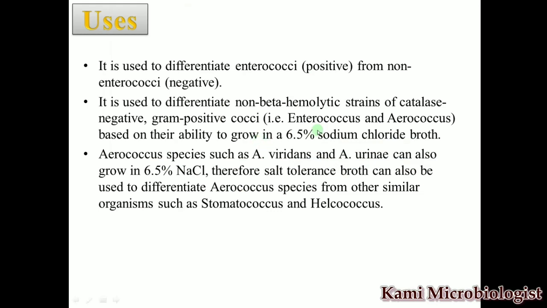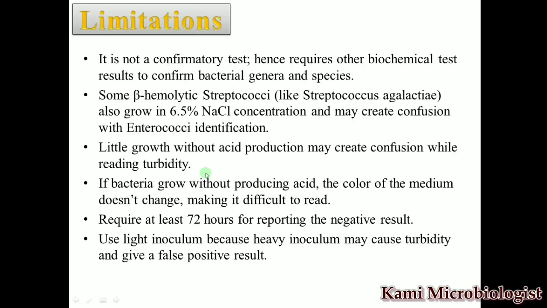Now let's see the uses of this media. So we mostly use this media to differentiate Enterococci from non-Enterococci. We also use this media to differentiate the non-beta hemolytic strains of catalase negative gram-positive cocci based on their ability to grow in a 6.5% sodium chloride broth. There are some other species of Aerococcus, like A. viridans and A. urinae, that can also grow at a 6.5% NaCl concentration, meaning a high salt concentration, when we keep them in the broth. So we can say that to differentiate Aerococcus species from other similar species like Pediococcus and Helcococcus, we can also use this STT test.